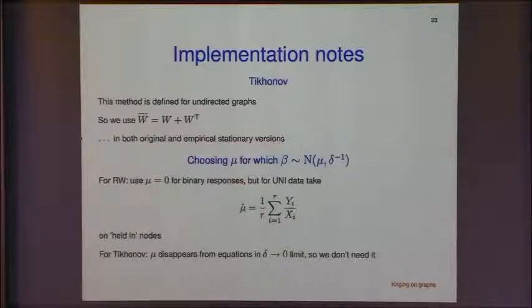In the Tikhonov case, it was defined for undirected graphs, so we symmetrized the graph. That should be a disadvantage on the university data. And you need to know what's this default that we plug in for the unknowns, and we just use a weighted regression to get some default.